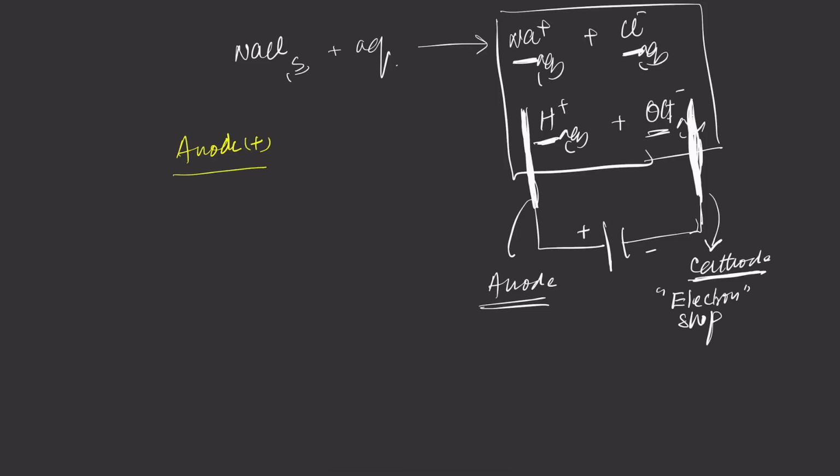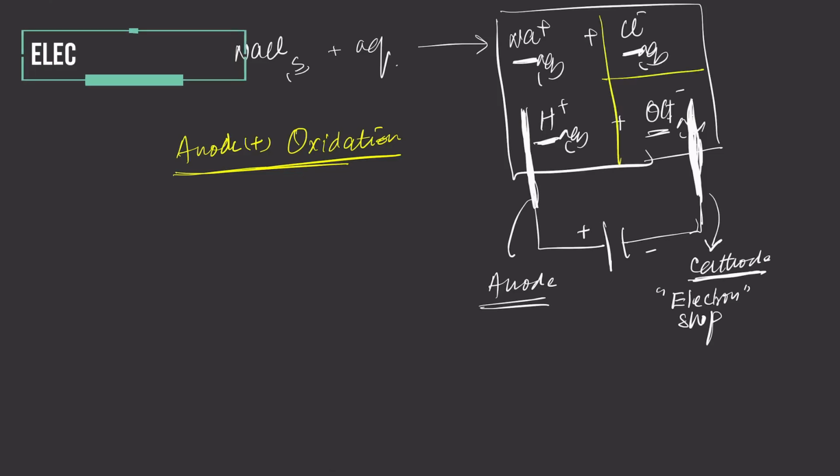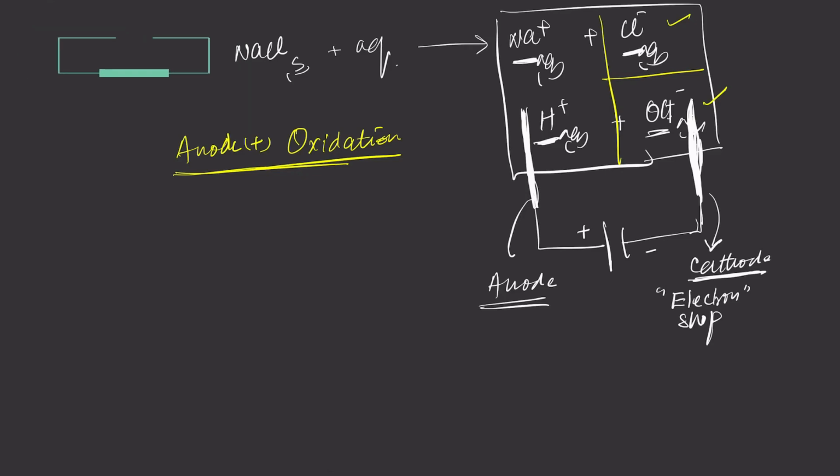The anode is a positive terminal. In this case, oxidation occurs at the anode. There is a competition between 2 negative ions: one is the chloride ion and the other is the hydroxide ion. Who is going to be the winner? I'm going to tell you the checklist method.